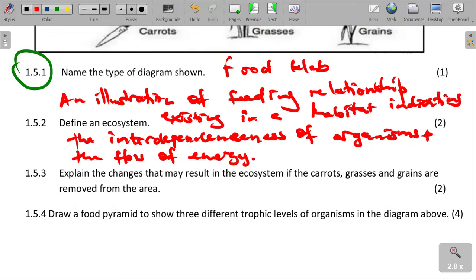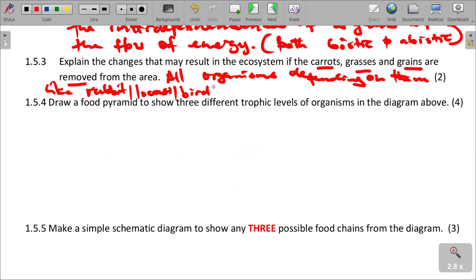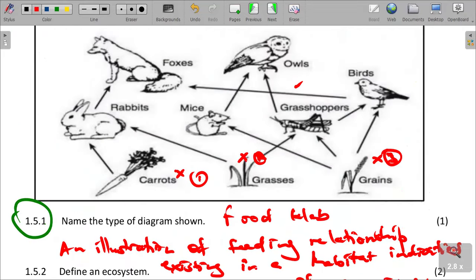So what we are saying is all organisms depending on them, like the rabbit, the locust, the bird, or mice, will die out. And subsequently, also, we have got those which are feeding on them. Subsequently, the owls and the foxes also.